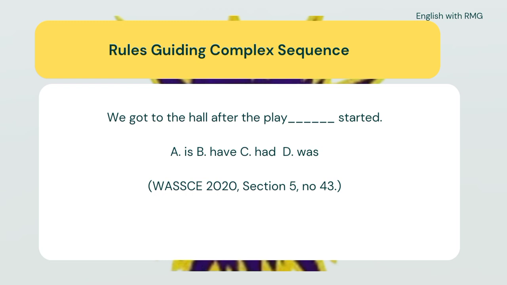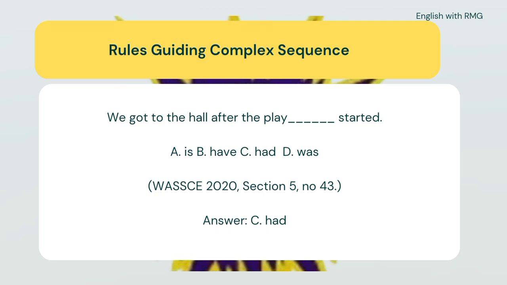Is it going to be the play is started, or the play have started, or the play had started, or the play was started? So the answer is going to be what? C. We got to the hall after the play had started, because the play started first before they got to the hall. Do you understand? So sequence of tenses rules help us to communicate different time, whether it is in the past or in the present, in our expressions correctly.